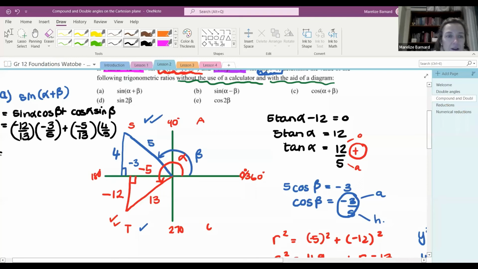Now, unfortunately, we can't use a calculator, so we have to do this the long way around. So we go minus 12 times minus 3 is 36. 13 times 5 is 65. And then minus 5 times 4 is going to give me minus 20.